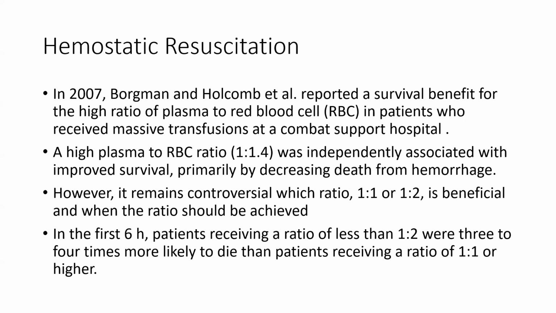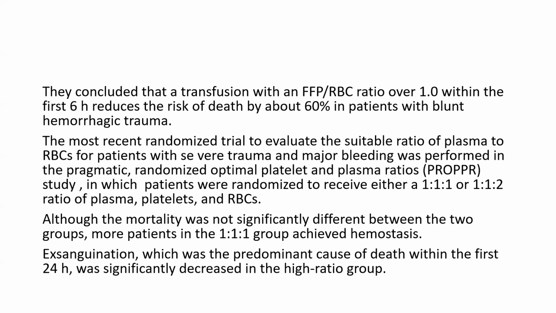In the first 6 hours, patients receiving a ratio of less than 1:2 were 3 to 4 times more likely to die than patients receiving a ratio of 1:1 or higher. They concluded that transfusion with FFP and RBC at a ratio over 1 within the first 6 hours reduces the risk of death by 60% in patients with blunt hemorrhagic trauma.